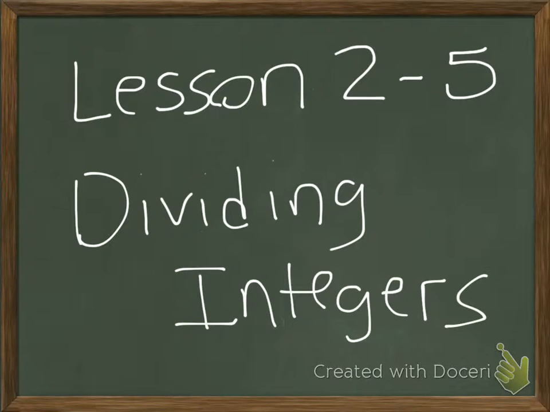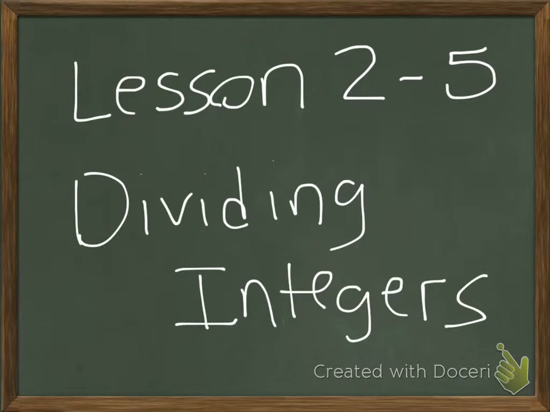Today we're looking at lesson 2.5 for pre-algebra, which is dividing integers. So, much like multiplying integers, you have the same two rules to remember for dividing integers. If they have the same sign and you're dividing, then you're going to have a positive answer. So, for example, if they're both positive and you're dividing, you're going to have a positive answer. If they're both negative and you're dividing, you're going to have a positive answer.